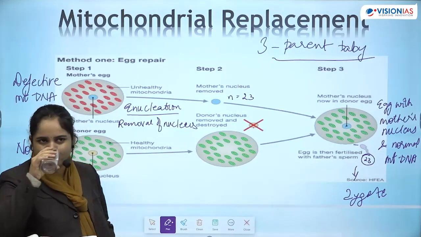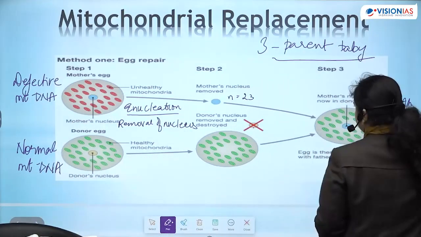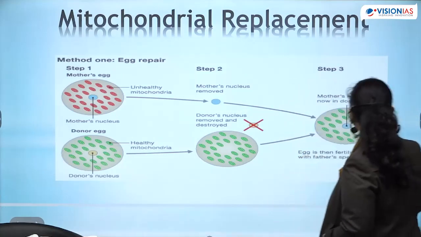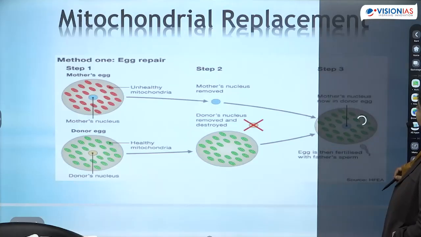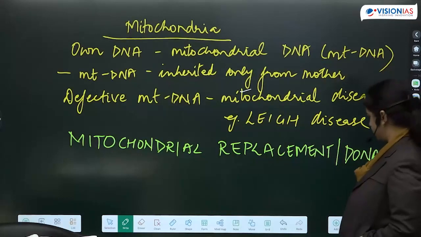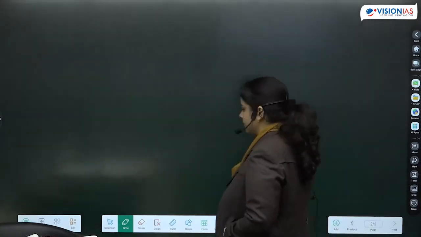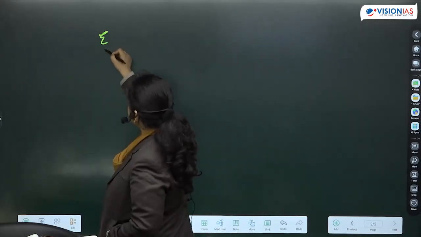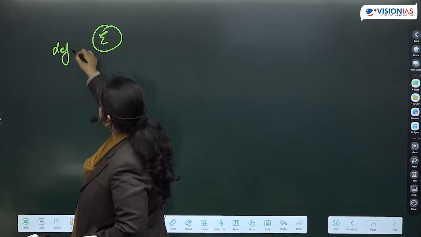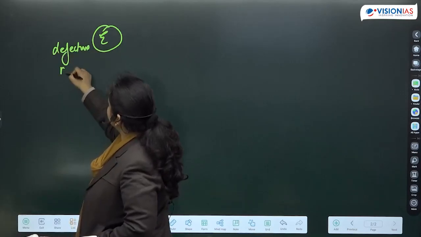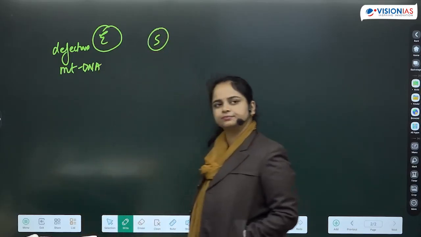Okay. There is one more thing to add here, that is the possibility of doing this replacement at the stage of the zygote also. See, if there is an egg, okay, an egg with defective mitochondrial DNA and there is a sperm.